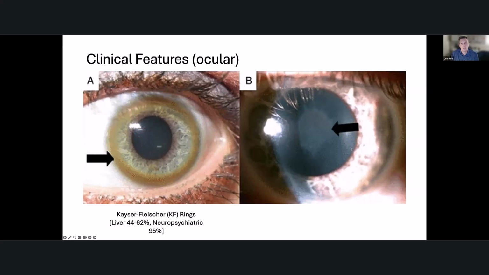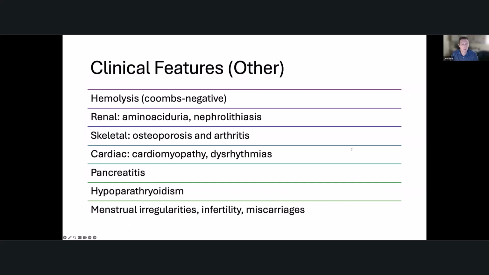This is an important evaluation. Thing to remember, though, this needs to be done with a slit lamp, so this can rarely be done in the hospital, and commonly has to be done in the ophthalmology or optometry clinic. On the right here is another less common finding, a sunflower cataract, so just kind of an interesting finding related to Wilson's disease.